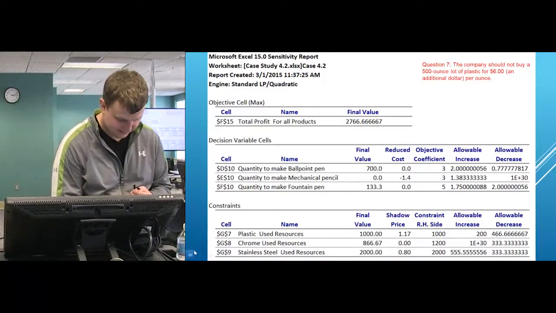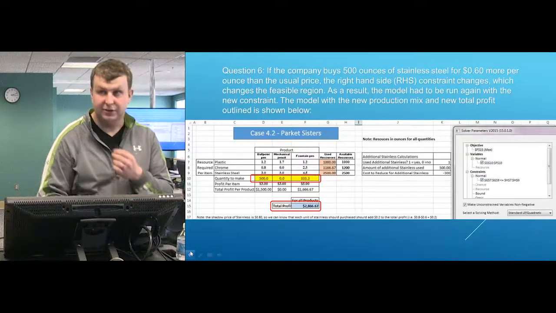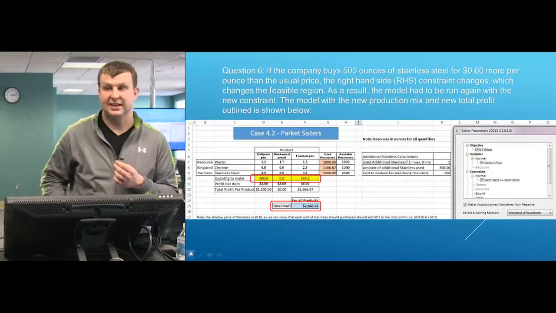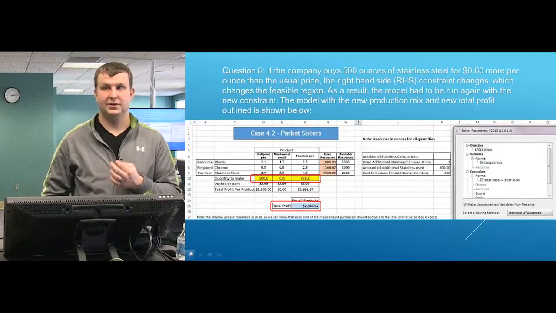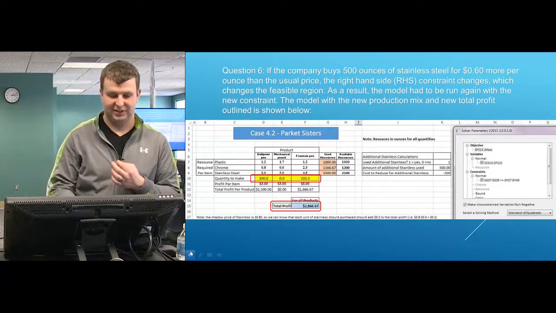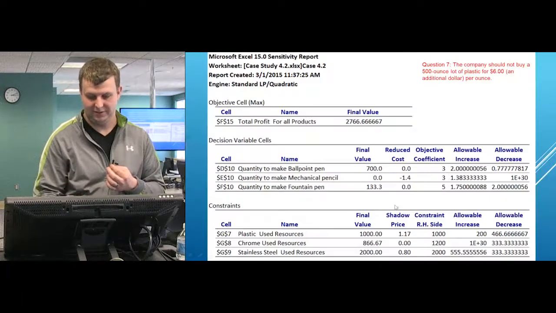Go back one second here. Let's go back. And you'll notice here that the total price is actually $100 more than the previous total price, so exactly what we calculated from question 5. So there's something to mention: what we said would happen actually happened when we reran the model.